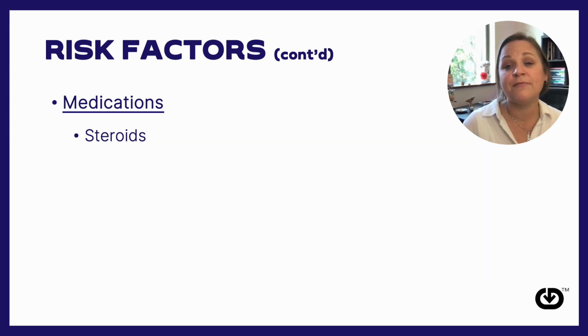And finally, medications. Now, there are a variety of medications that could put patients at higher risk for osteoporosis, but the most common and the one you should know is steroids. Corticosteroids decrease bone density over time, so patients who are on chronic steroid use, think people who have autoimmune disorders, for example, are going to be at higher risk for having osteoporosis.